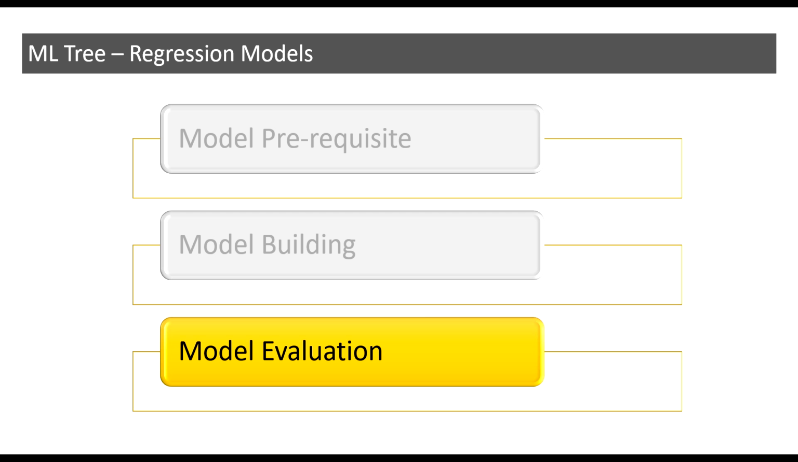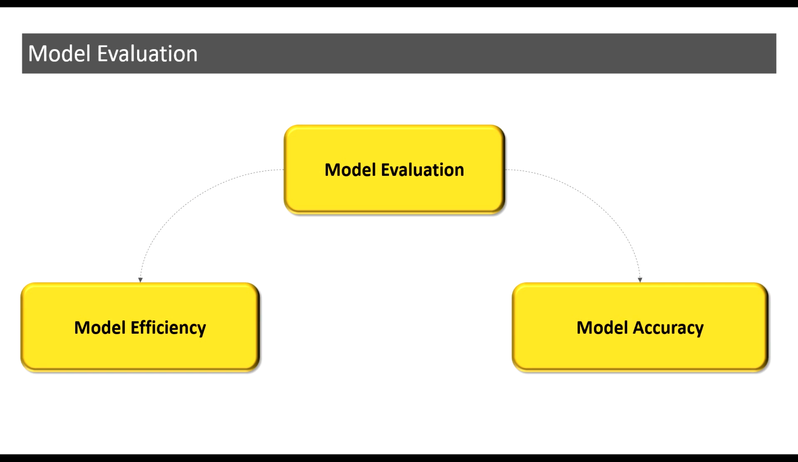In this video, we will look at how we can evaluate regression models. There are two stages of model evaluation when it comes to regression models. First, evaluating model efficiency. Second, evaluating model accuracy.